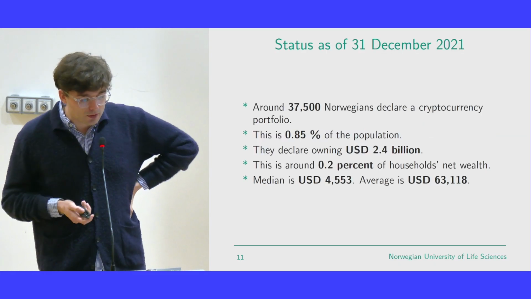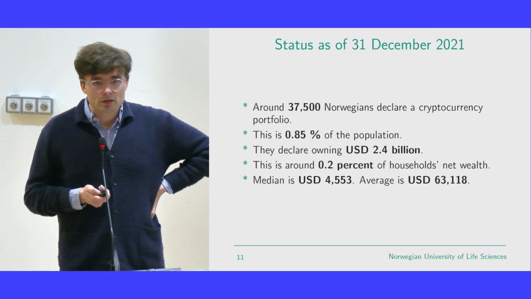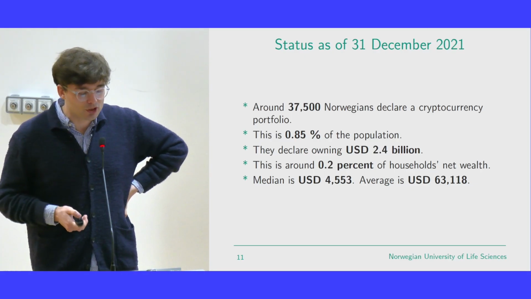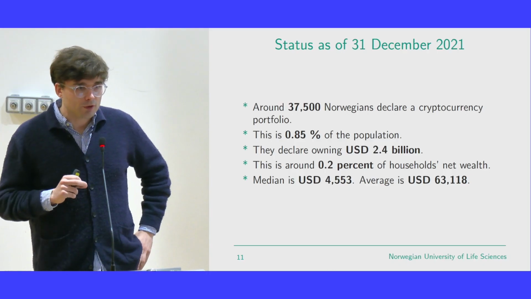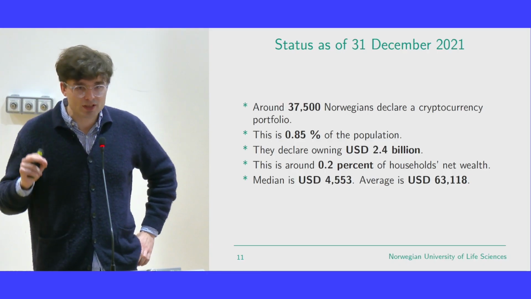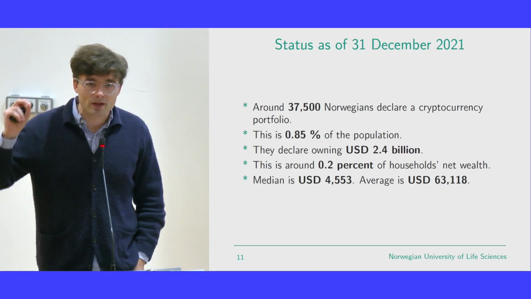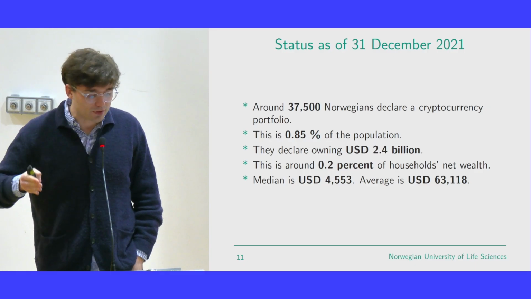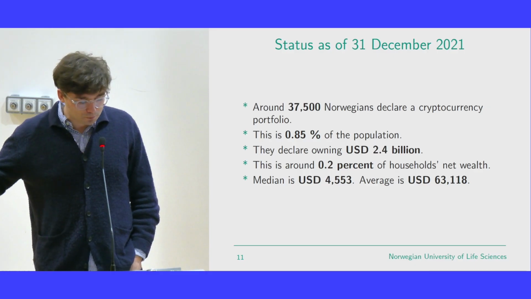So first, we start out with what we can learn from the tax returns. As of the end of 2021, which is the year, the point in time, that we are looking at, around 37,500 Norwegians declared in their tax returns that they own cryptocurrency. So this was for wealth tax purposes, meaning that they were holding it at this point in time. And this is near 1% of the population.